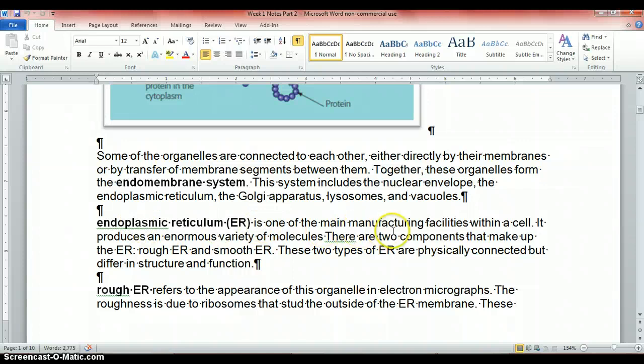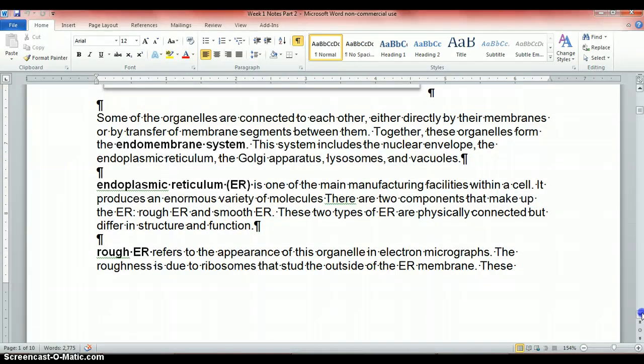It is one of the main manufacturing facilities within the cell. It produces an enormous variety of molecules. So if you want to know where something's made, it's probably in the ER. So rather than saving people at the emergency room, here we're making stuff. There are two components that make up the ER. That's the rough and smooth. One's rough, one's smooth. It is nice when they actually call things what they are.